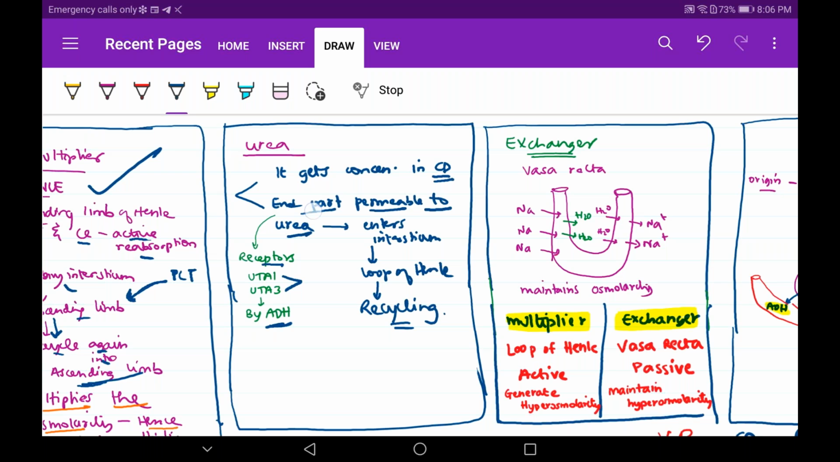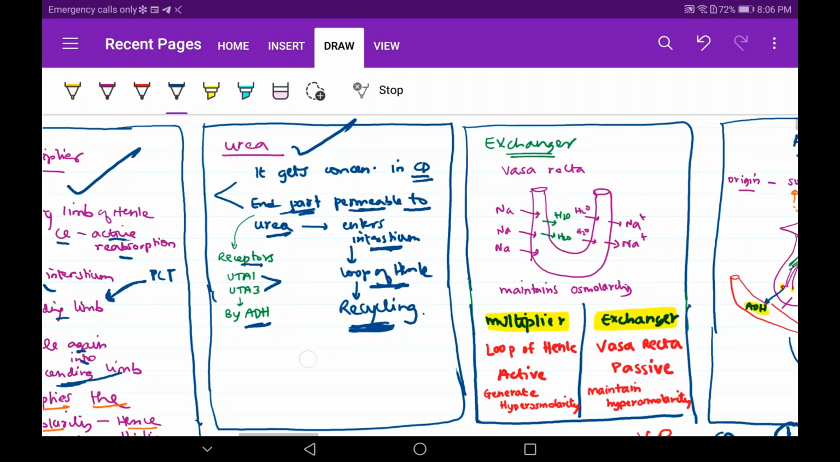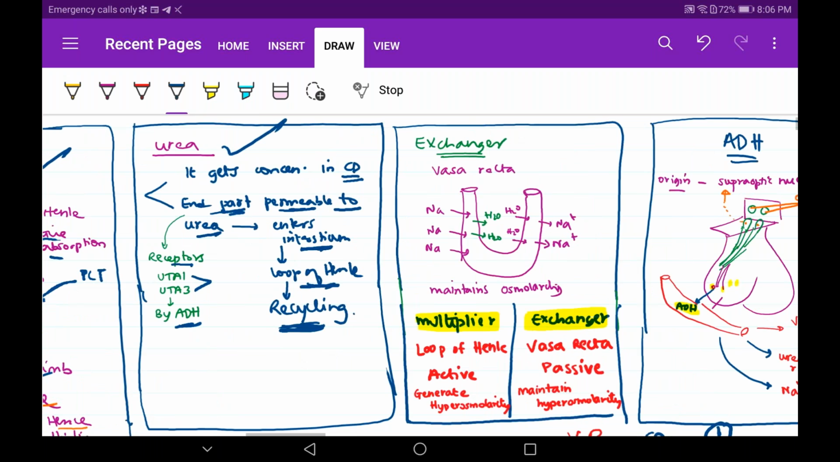So the end part of the collecting duct is permeable to urea, so it will re-enter the interstitium. Again, it will re-enter the loop of Henle. Again, there is recycling. Yes, urea is over. Yes, exchanger system. I've taken a lot of time to explain this. Just take sodium comes inside, and then sodium goes outside, and water goes outside, and then water re-enters in the ascending part. The blood flow is like this.